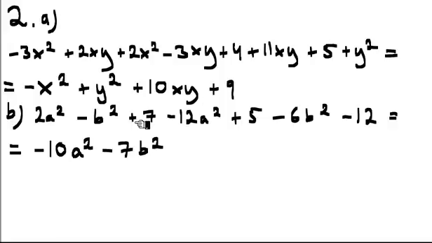Finally, the numbers. We have plus 7, plus 5, minus 12. Plus 7 plus 5 is 12, and then minus 12. So 12 minus 12 is 0. So we could write out plus 0, but we really don't need to do that because plus 0 adds nothing. So we just write nothing for the numbers. This is the answer.